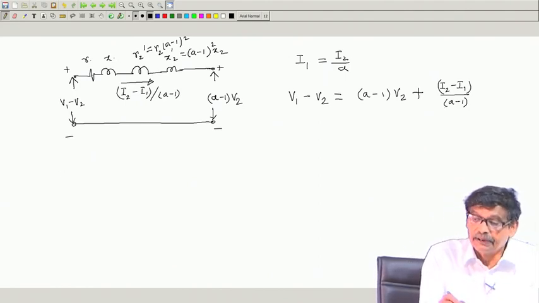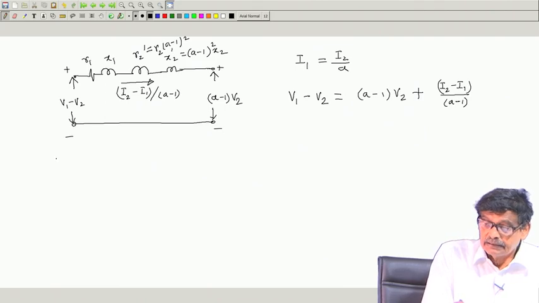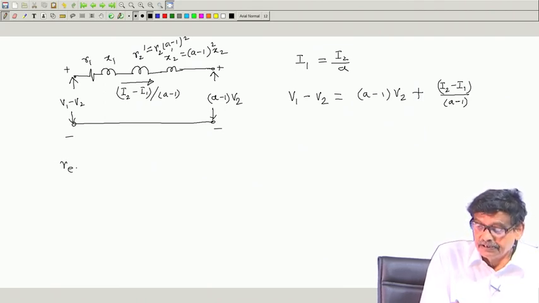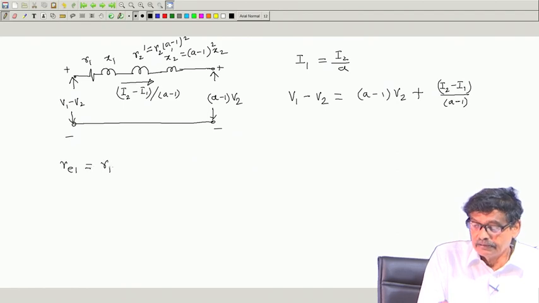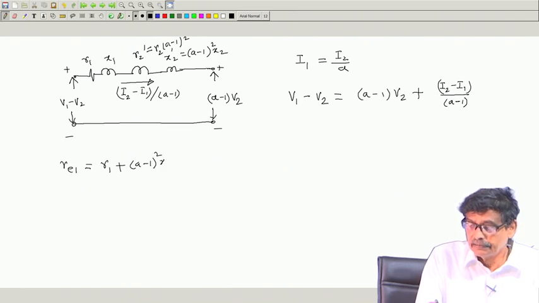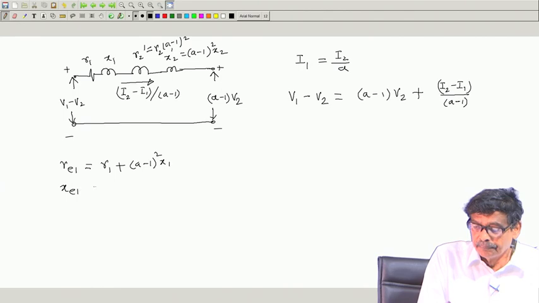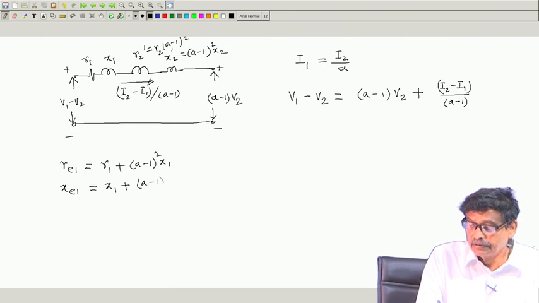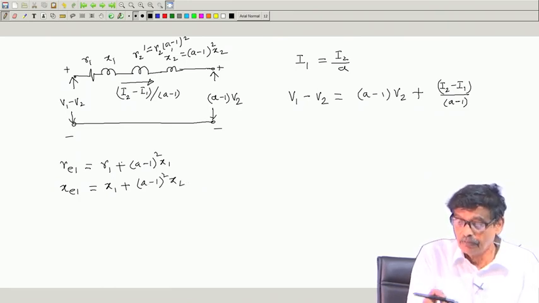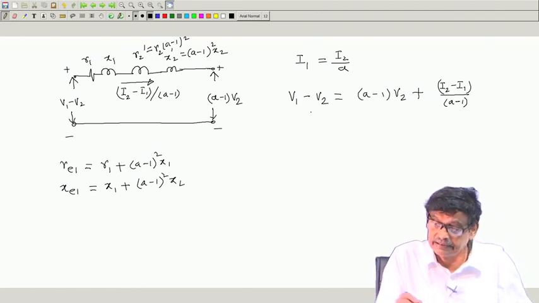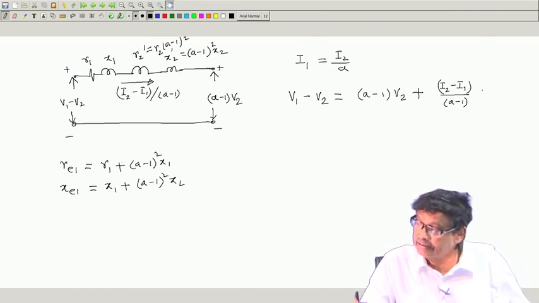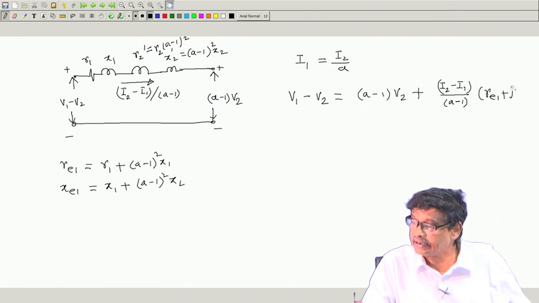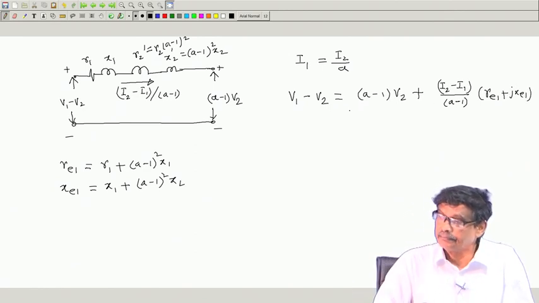into this whole impedance. If I define R e 1 as R 1 plus A minus 1 whole square R 2, and X e 1 as X 1 plus A minus 1 whole square X 2, if I combine them, then this can be written as this voltage plus the drop here, that is current into R e 1 plus j X e 1. This is the thing I can write.